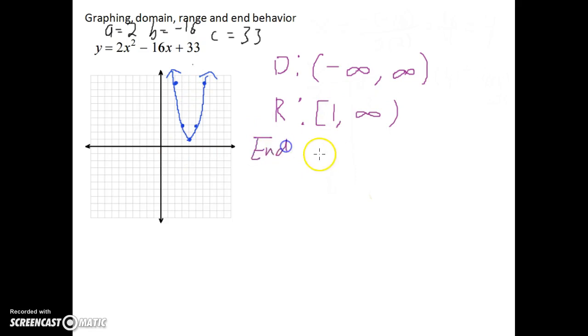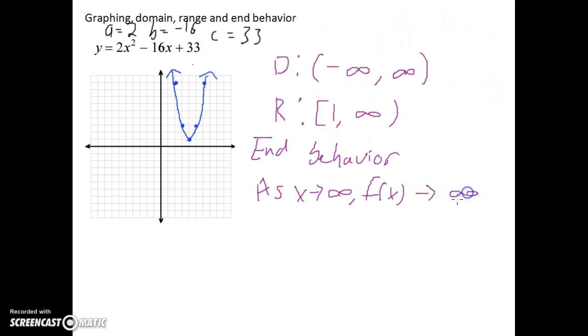End behavior, when it opens down, both sides went to negative infinity, but now since both sides are going up, it goes to positive infinity. So as x approaches infinity, f of x approaches infinity, so right side goes up is essentially what this is saying. As x approaches negative infinity, which is left side, it goes up as well. So f of x goes to infinity.